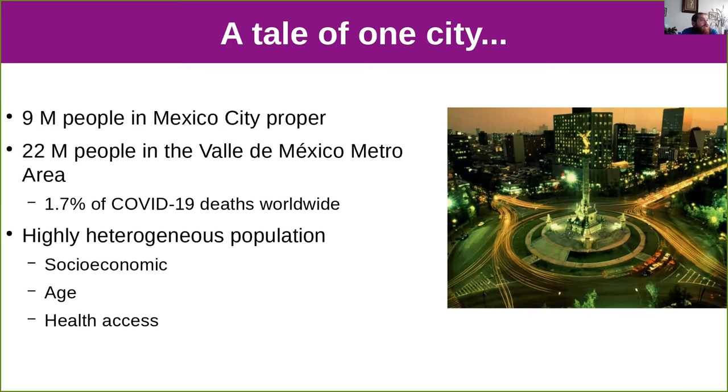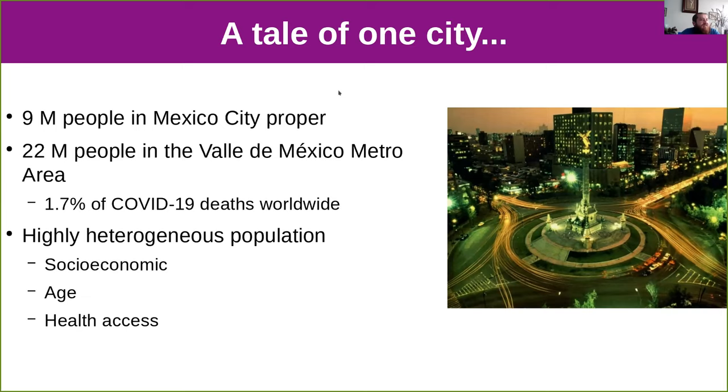The way that we've been handling the pandemic here has needed some adaptations, as the efforts to battle the pandemic have been different everywhere because every city is different. The major issue here in Mexico is the highly heterogeneous population, and most of this heterogeneity, as we'll see later, is due to socioeconomic differences. So we have very high income people and very poor people living together.